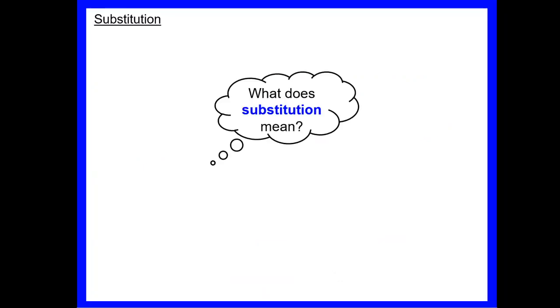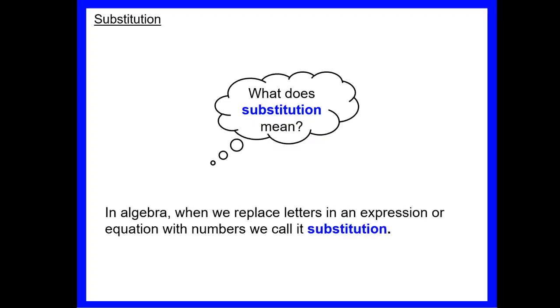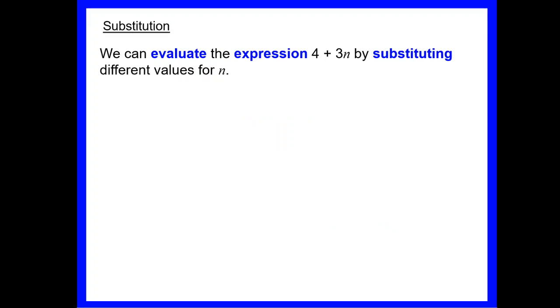Okay, so we're going to start then with looking at substitution. And what does substitution mean? Well, it can mean lots of different things in different situations. If you play football, a substitute is swapping one player for another. So essentially it means to swap one thing for something else. And in maths, it means we're going to swap the letters in an expression or an equation with numbers. So we can evaluate an expression, so we've got 4 plus 3n, by substituting in different values for n.